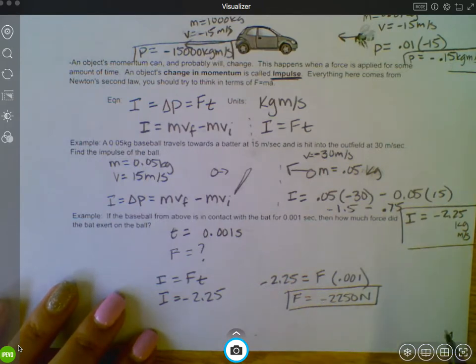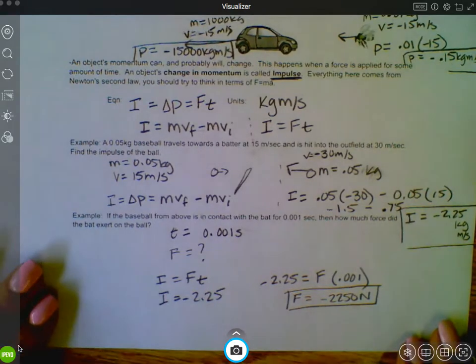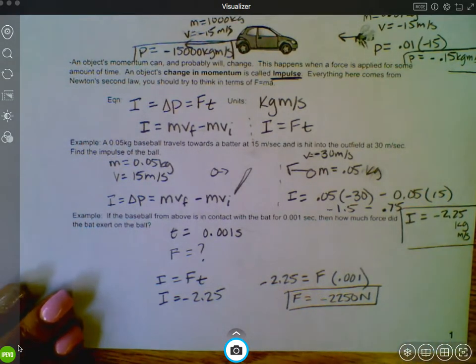So that's it. That's momentum and impulse. This is, again, just a supplemental lecture. We went over this in class, and we will go on to lecture 2 next class.